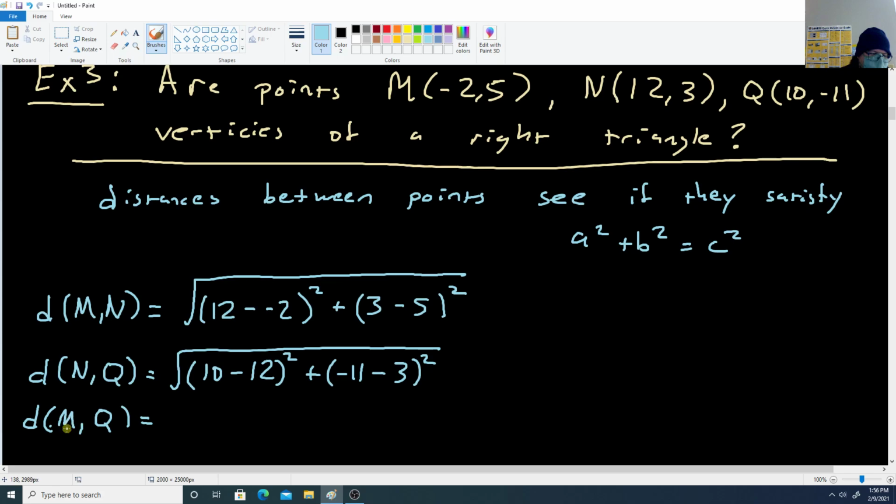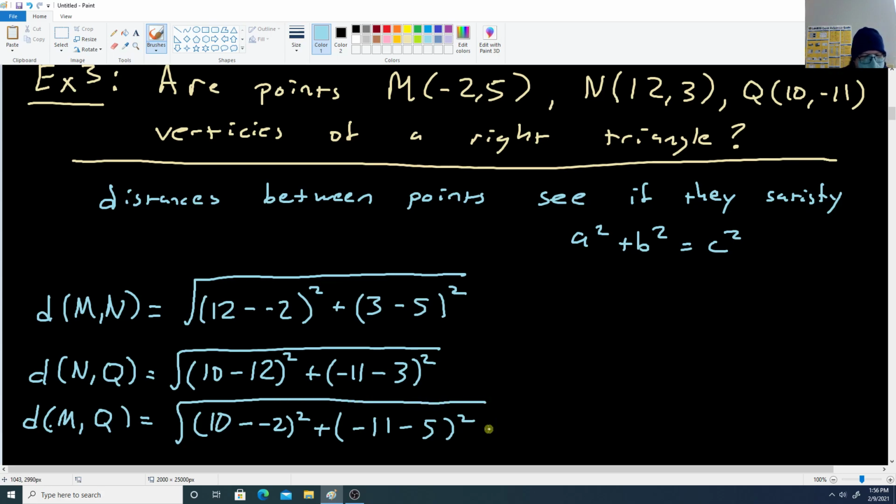So now m is the 1 coordinates, q is the 2 coordinates, so 10 will be x2, negative 2 will be x1. So we get the square root of 10 minus negative 2 squared, plus y2, which is negative 11, minus y1, which is 5, squared. The first one there is going to be 14 squared.